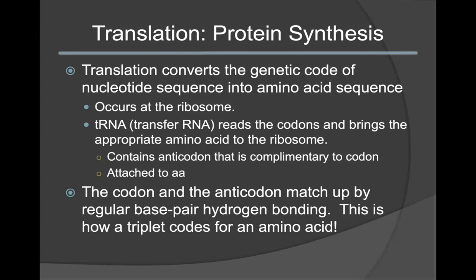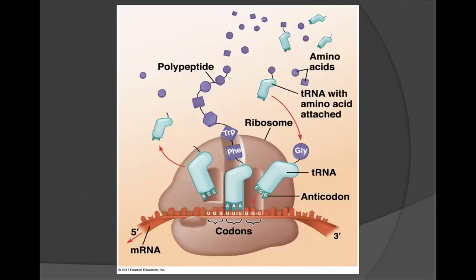This anticodon is going to be complementary to the codon on the mRNA molecule. The tRNA molecules will also be attached to the appropriate amino acid. The matching between the codon and the anticodon will occur through the use of hydrogen bonding. Once again, this weak interactive force is very important in ensuring that the proper anticodon and codon are matched together. This, in essence, is how a triplet codon will code for an amino acid.